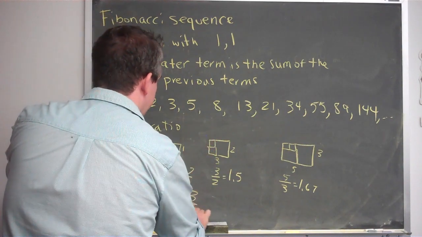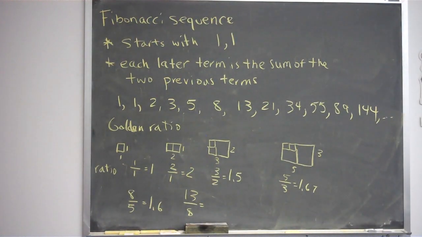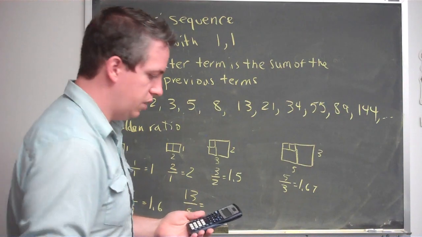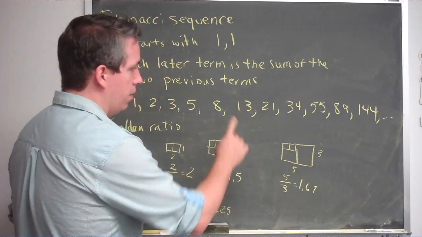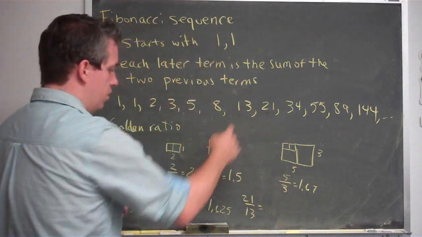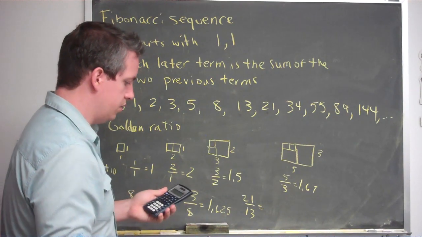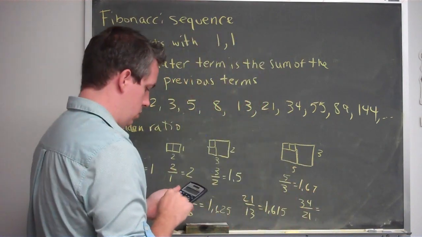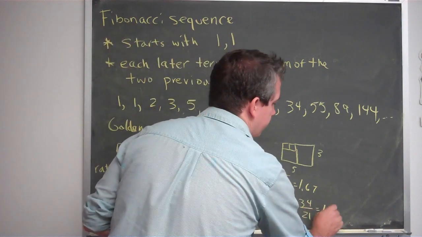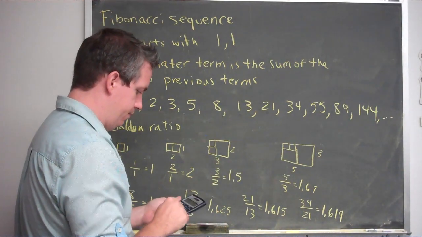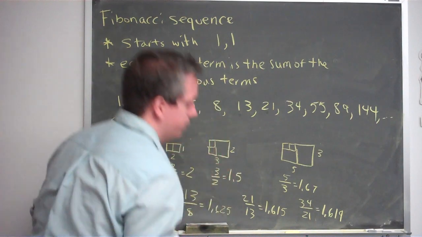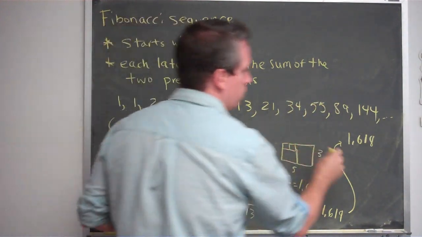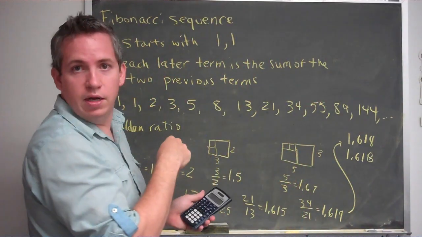And then 13 over 8, which is equal to, let me grab a calculator, 1.625. And then I'm going to do 21 over 13, which is 1.615. And then I'll do 34 over 21, which is equal to 1.619. And then I'll do 55 over 34, which is 1.618. And then I'll do 89 over 55, which is 1.618. And then I'll do 144 over 89, which is 1.618.